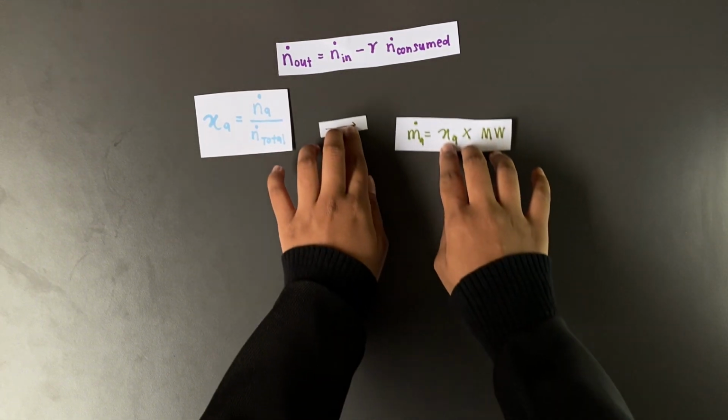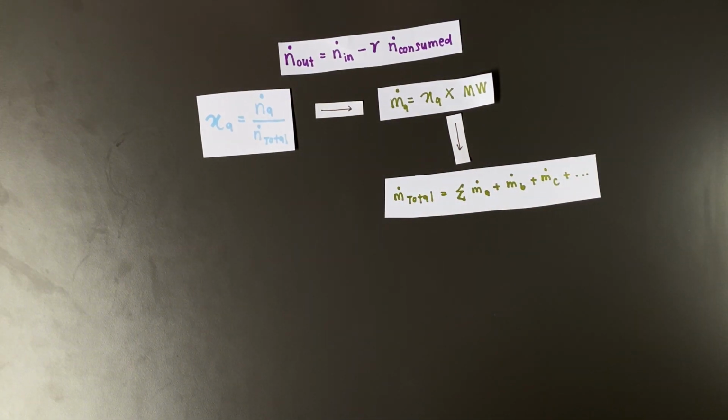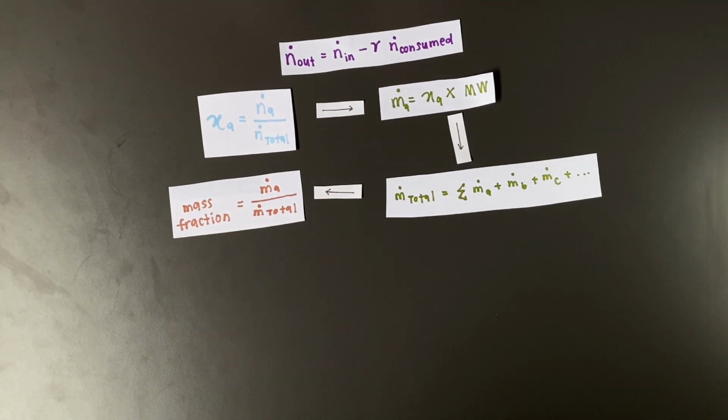Next, to determine the mole fraction for both inlet and outlet streams, we use this formula. For mass flow rate, we must multiply the mole flow rate of component A with the molecular weight of the component. Sum up the mass flow rate for each component to find out the total mass flow rate of a stream. Divide the mass flow rate of a component by the total mass flow rate to determine its mass fraction. The total of these mass fractions should be 1.